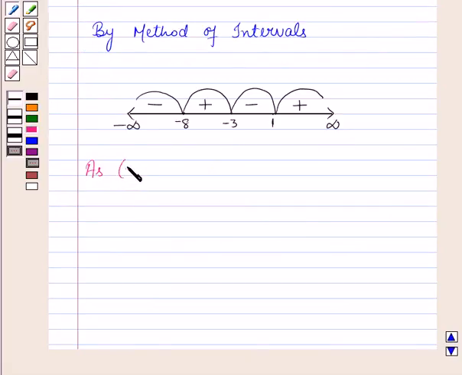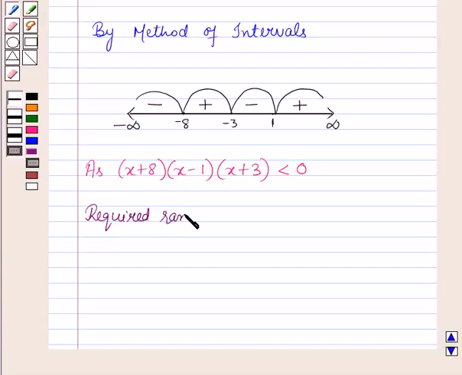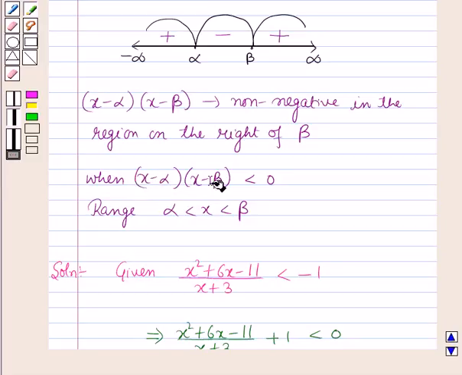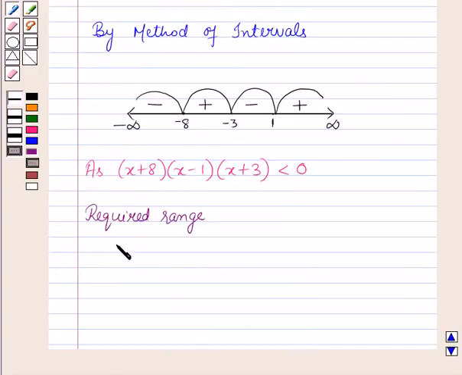As (x plus 8) the whole into (x minus 1) the whole into (x plus 3) the whole is less than 0, so the required range, by using the formula which is given in the key idea, if (x minus alpha) the whole into (x minus beta) the whole is less than 0, the range is alpha less than x less than beta. So here the range will be minus infinity less than x less than minus 8, or minus 3 less than x less than 1. This means that this expression is negative whenever x is lying in between this range.